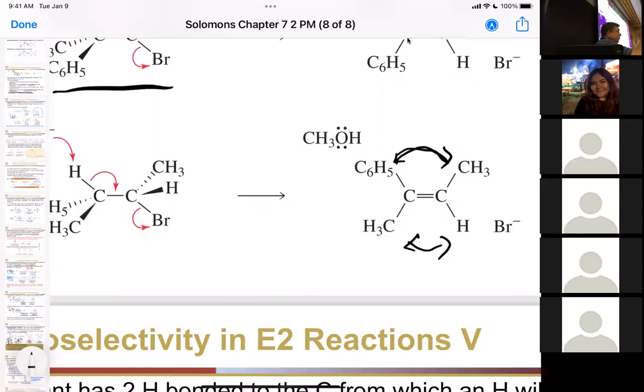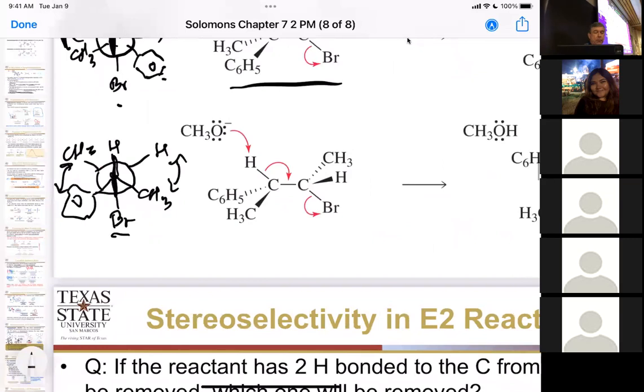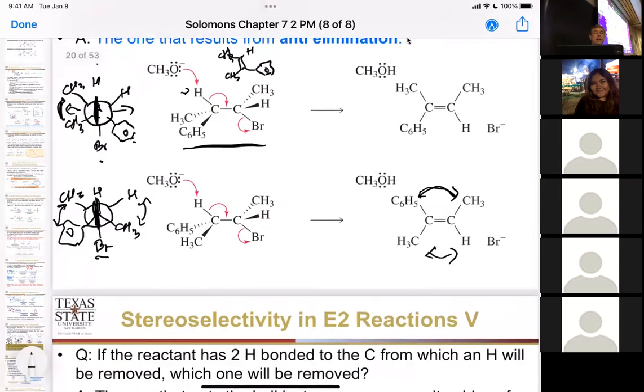And then just remember, you're taking this and putting the double bond right here. So whatever's on that side stays on that side, and whatever's on this side stays on that side. So this means that if we have two options, the more stable one is going to be the major one. And so that usually gives us our trans isomer.